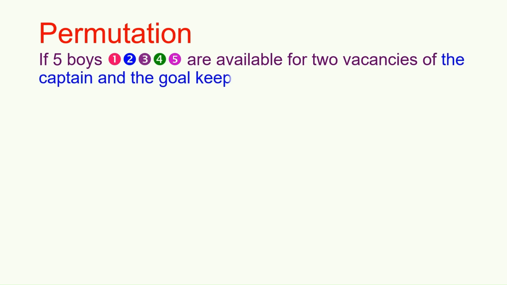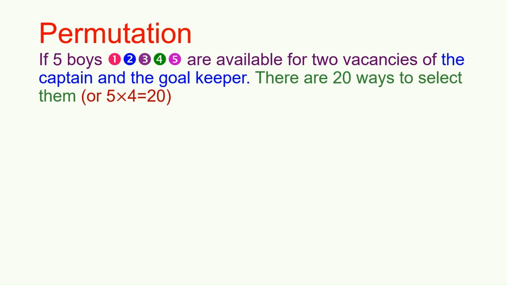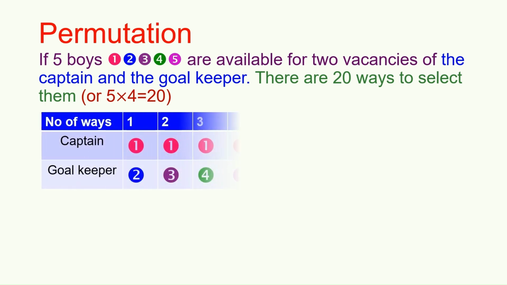If 5 boys numbered 1, 2, 3, 4 and 5 are available for 2 vacancies of the captain and the goalkeeper, there are 20 ways to select them, or 5 times 4 is equal to 20. See table below.